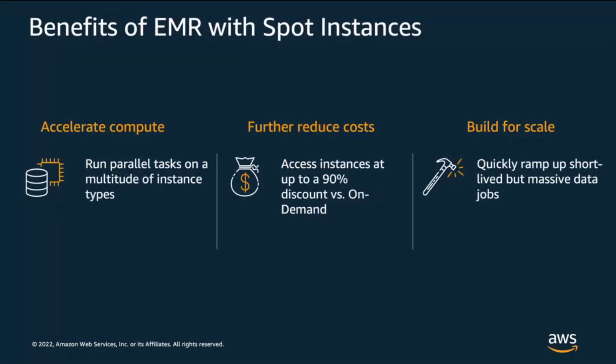So what are the benefits of EMR with Spot instances? Number one is accelerated compute. This is definitely a better option for running multiple tasks in parallel with these instance types. You can reduce cost, which we already discussed, like 90% discount versus on-demand. And the third one is you can quickly ramp up for massive data jobs. You can run maybe millions of records with the help of Spot instances and increase the capacity of your EMR cluster. So scaling is really easy by using Spot instances.